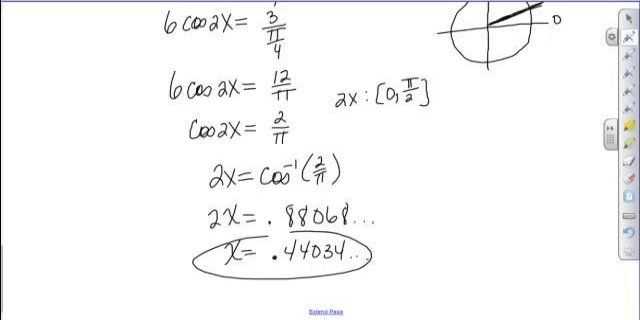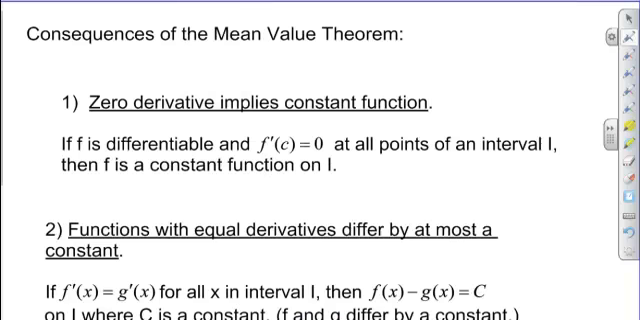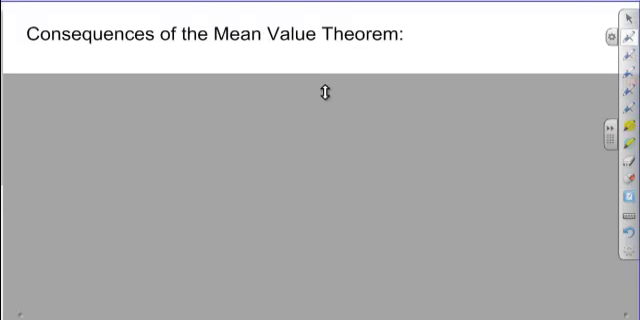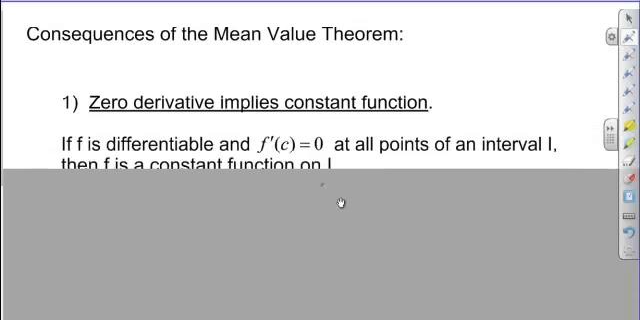Now there are a few consequences of the mean value theorem, for lack of something better to call them. And a lot of times we think of consequences as being bad things. A consequence is not always a bad thing. The consequences of the mean value theorem that we're going to talk about are actually very good things. And we're going to talk about them very, very quickly.